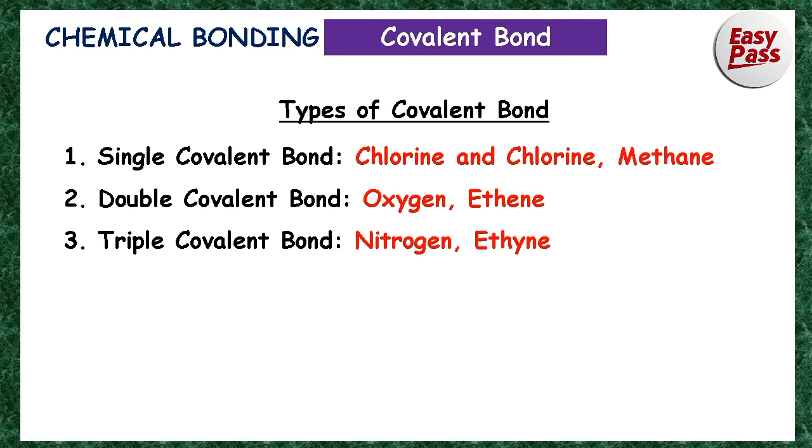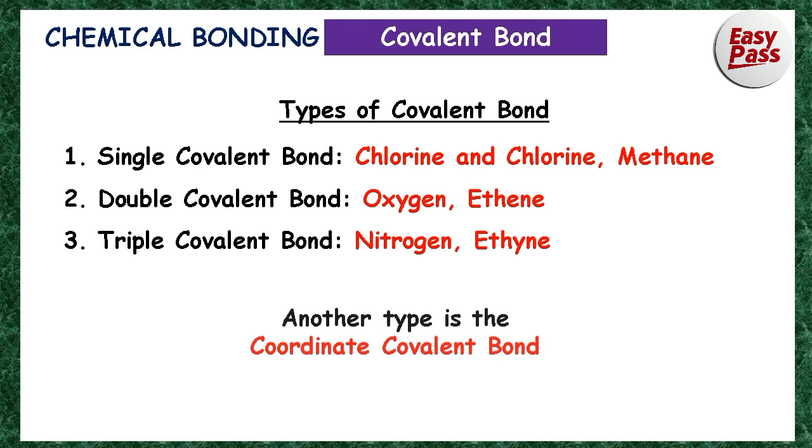Other examples of covalent bond: a single covalent bond can be found in the methane molecule. A double covalent bond can be found in the ethene molecule, while a triple covalent bond can also be found in the ethyne molecule. Outside those 3 types of covalent bond, we have what we call coordinate covalent bond.